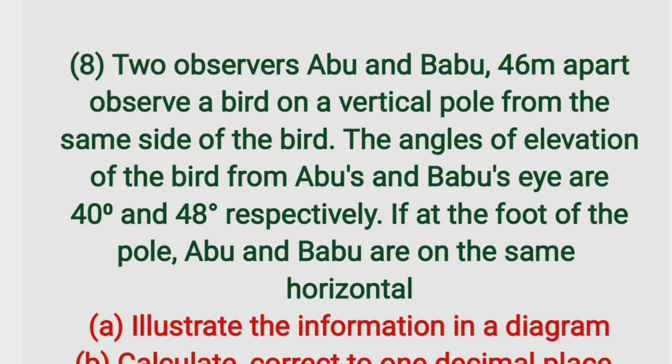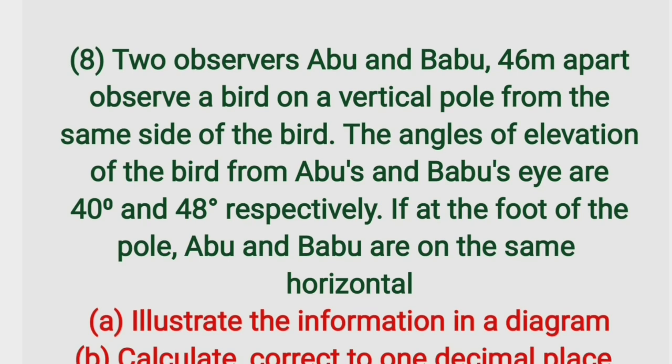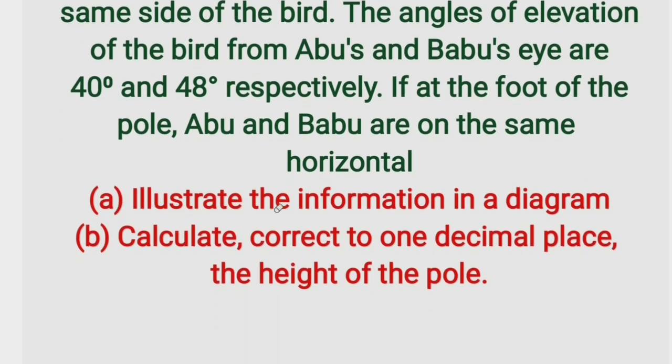The question reads: two observers, Abu and Babu, who are 46 meters apart, observe a bird on a vertical pole from the same side of the bird. The angles of elevation of the bird from Abu and Babu's eyes are 40 degrees and 48 degrees respectively. If at the foot of the pole, Abu and Babu are on the same horizontal ground. A. We are asked to illustrate the information in a diagram. B. We are asked to calculate, correct to one decimal place, the height of the pole.